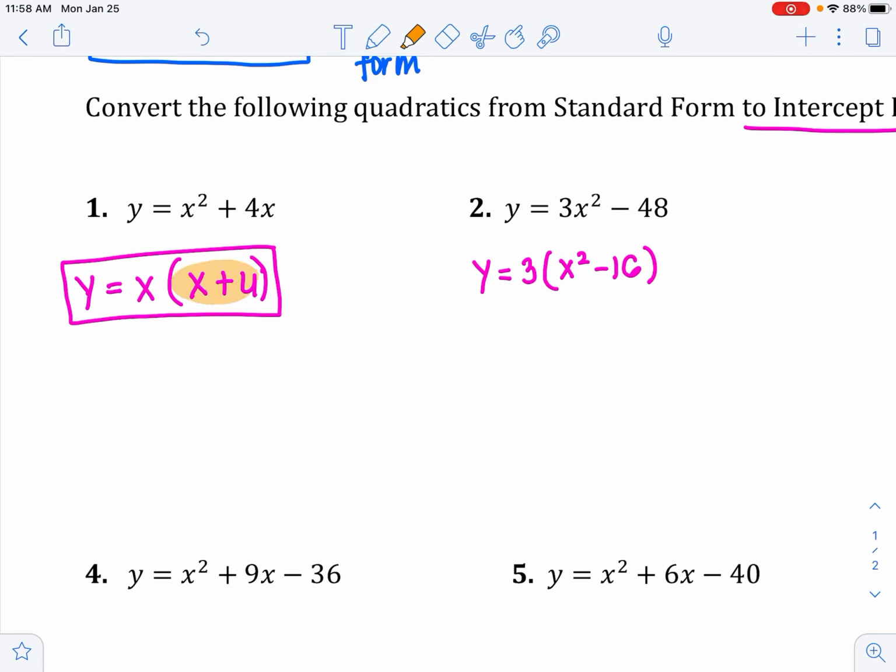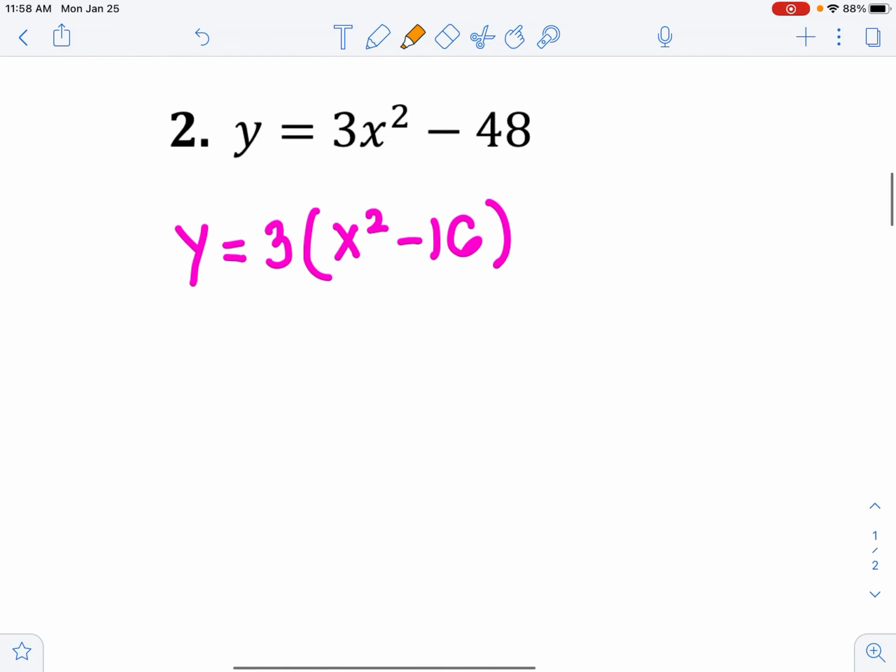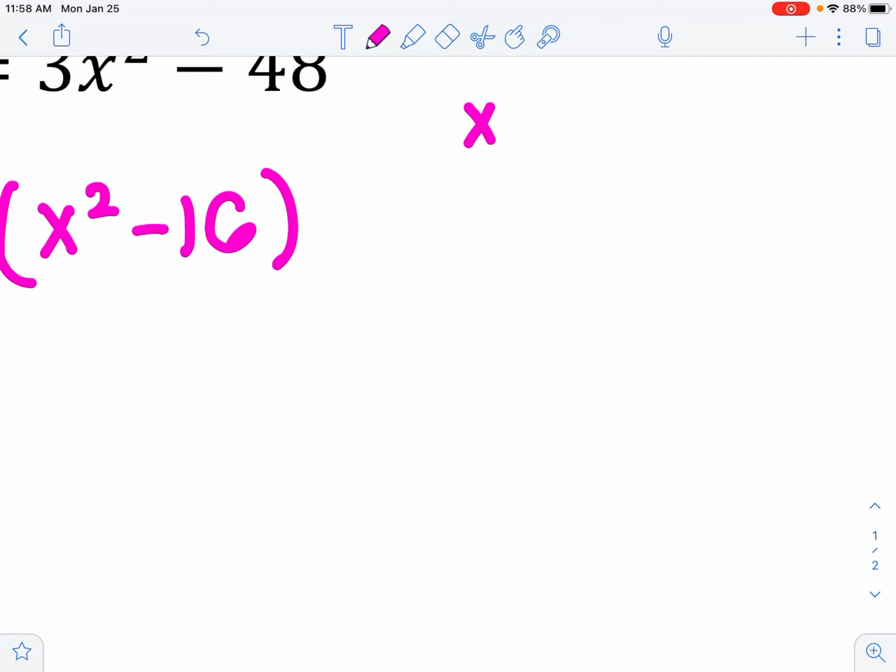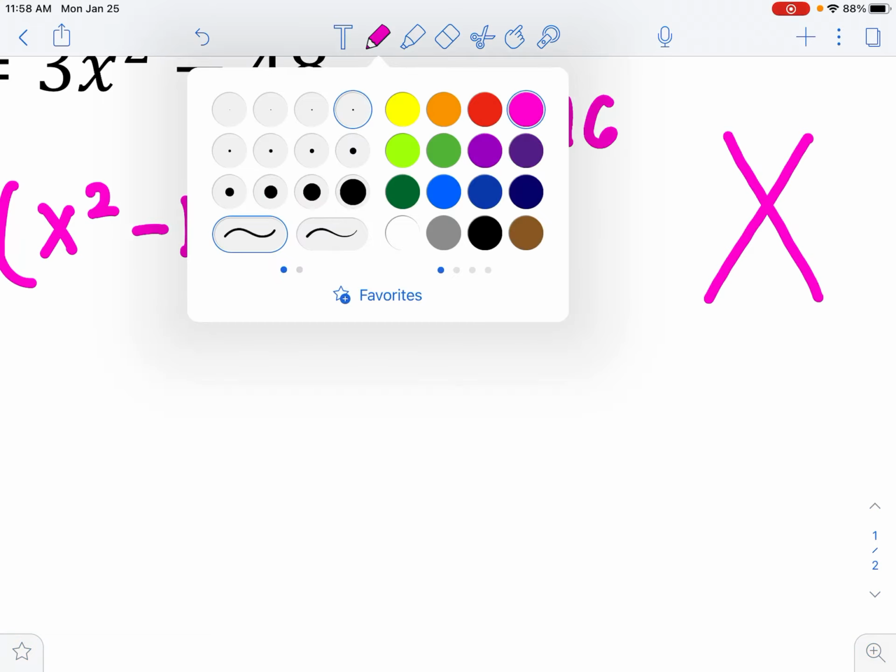Now, unlike the last one, where this was an x plus 4, which is a linear binomial, I have a quadratic still left here, and we know how to factor a quadratic. So this is still factorable. So you're just looking at x squared minus 16, okay? And you need to factor that now. So I need A times C. A is 1.